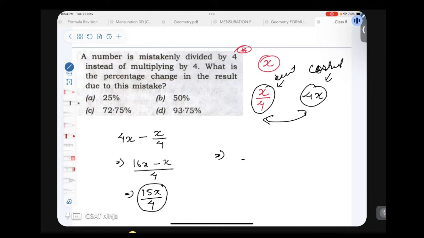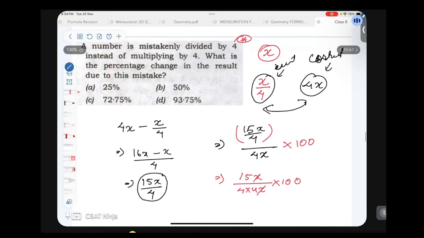The original value should have been 4x, but there is an error of what? There is an error of this one. So the error is 15x divided by 4. This should have been the correct value or original value, but there is an error of this one. And I need to get my answer in terms of percentage. I'm multiplying by 100. So if you have a fraction in the numerator, it doesn't matter. It will just stay as it is. 15x divided by 4 into 4x. X and x will cancel each other.